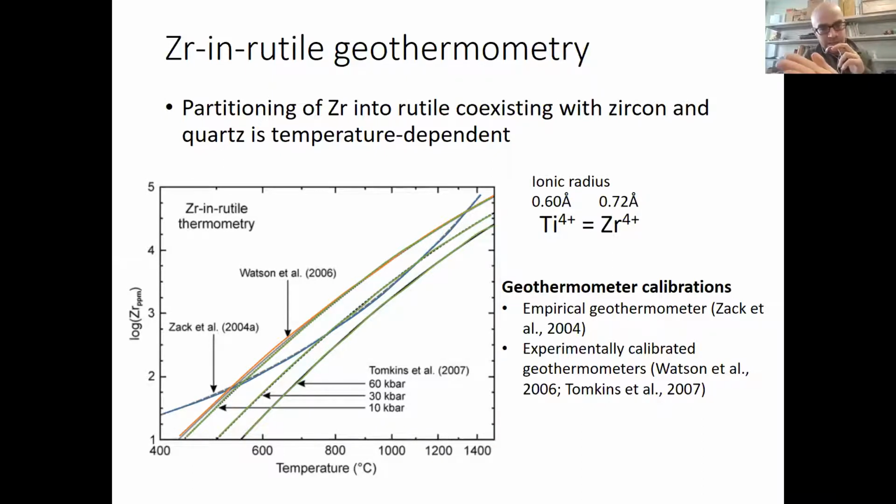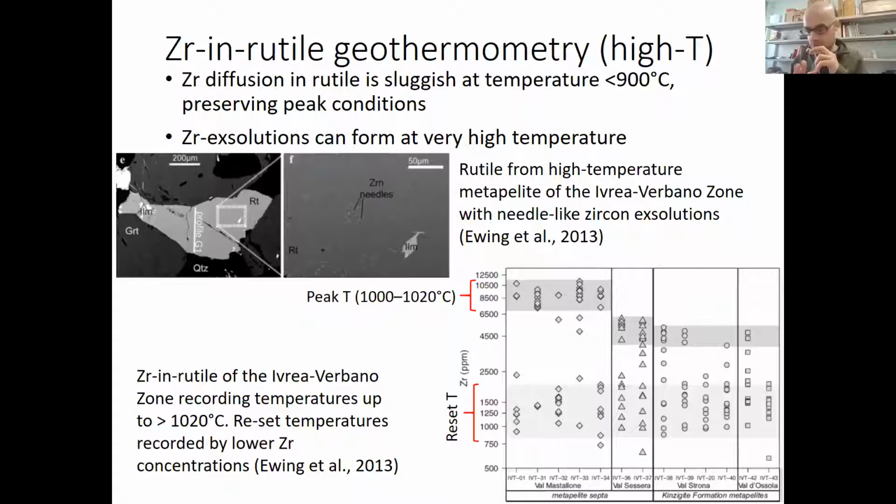Now, as you can see, if you consider crustal values of pressure, let's say the 10 kilobar curve, you can see that the thermometers of Watson et al. and Tompkins are very similar. So this is just to show you a few applications of this thermometer. It has been applied quite successfully in medium and high temperature rocks. And to a large extent, it relies on the fact that zirconium diffusion in rutile is quite slow. It's quite sluggish at any temperatures up to around 900 degrees.